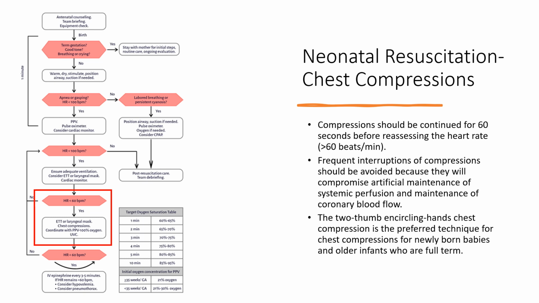All right. So compression should be continued for 60 seconds before reassessing the heart rate for less than 60 beats per minute. Frequent interruptions of compression should be avoided because they will compromise artificial circulation and maintenance of coronary blood flow. I've looked at this and talked about this in PALS and ACLS: we need to make sure the blood is flowing, and taking too much time during our breaks in compression can cause a stop of that blood flow.